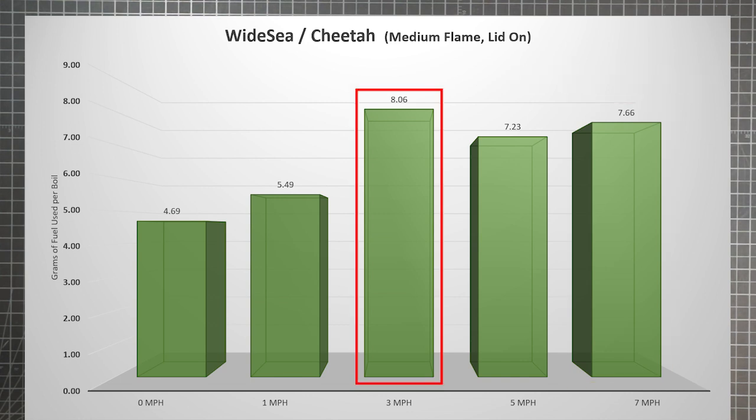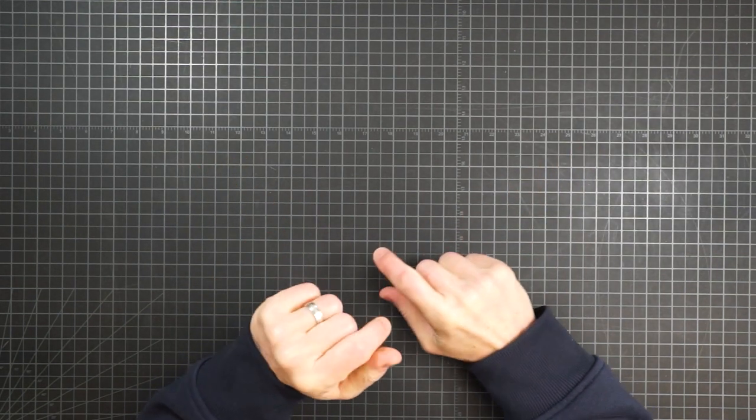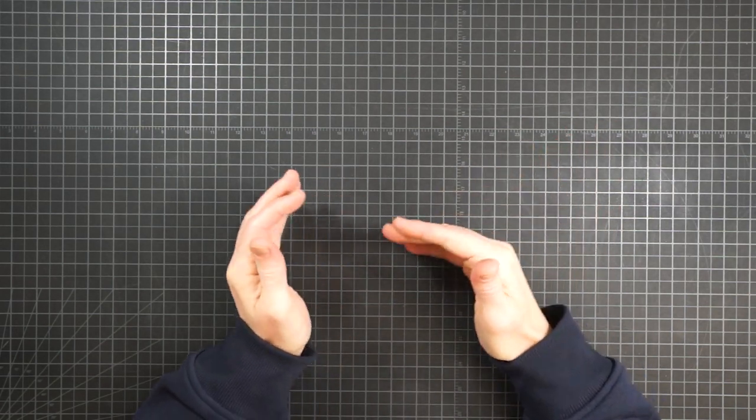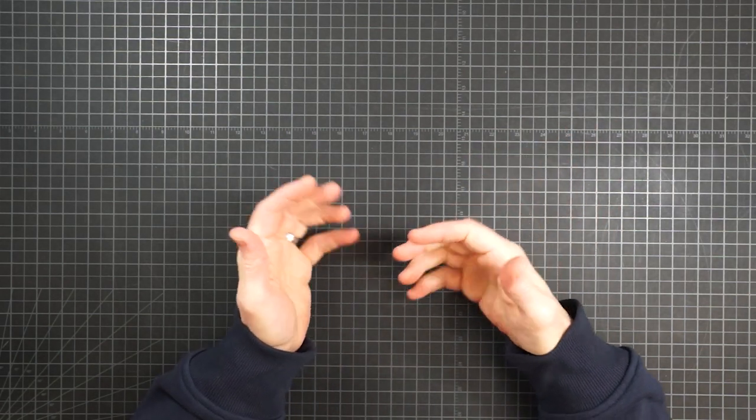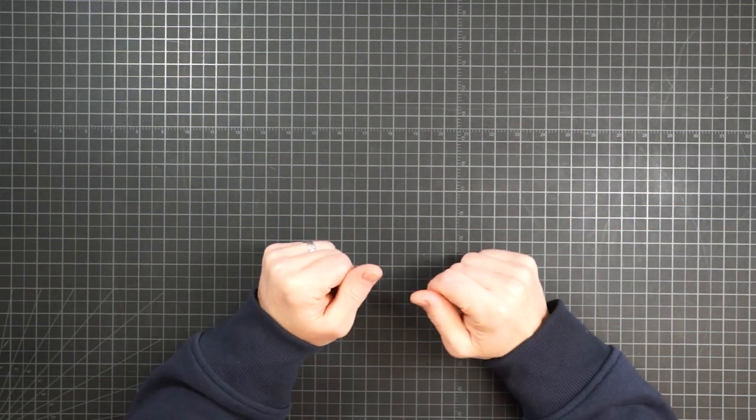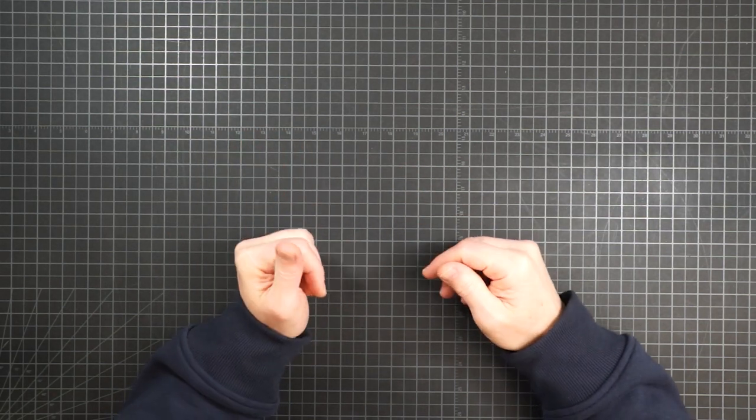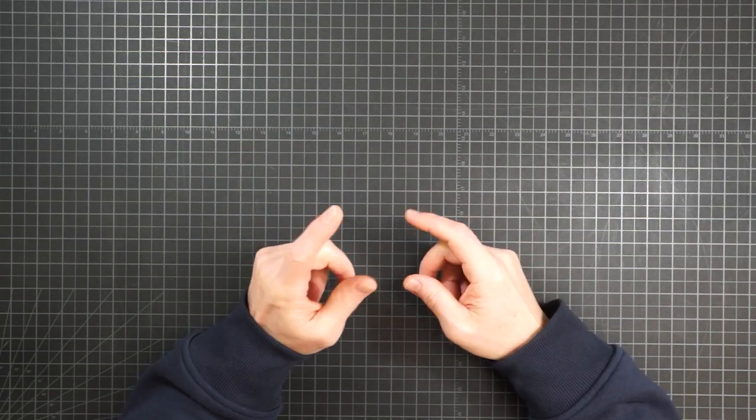Looking good. But this bump at 3 miles per hour caused me some consternation. It should be an ordered progression. More wind means more fuel, whether it's linear or exponential. My first thought was something went wrong with that test, so I ran it again. And sure enough, I got a similar result.